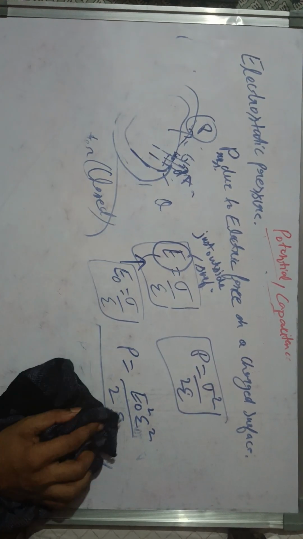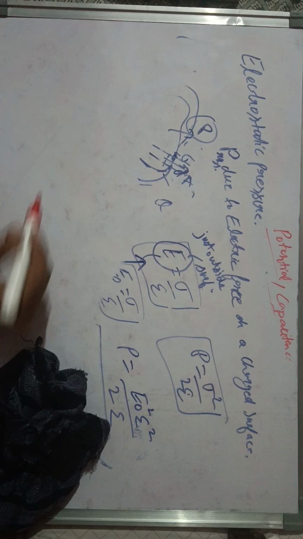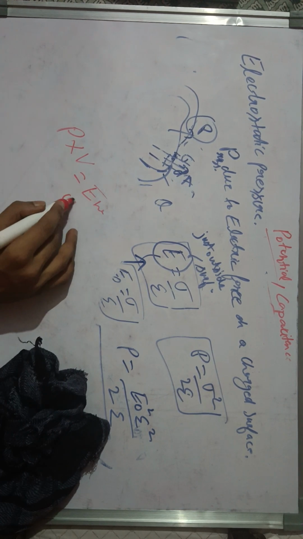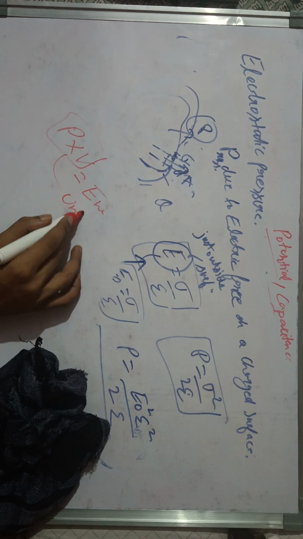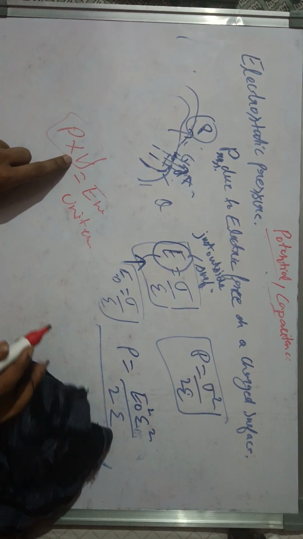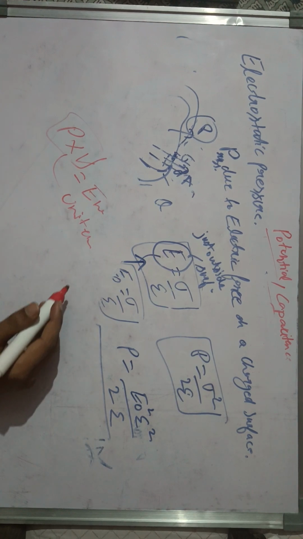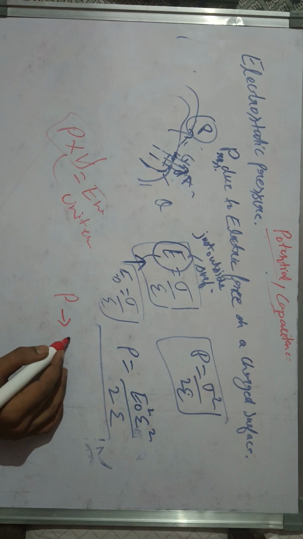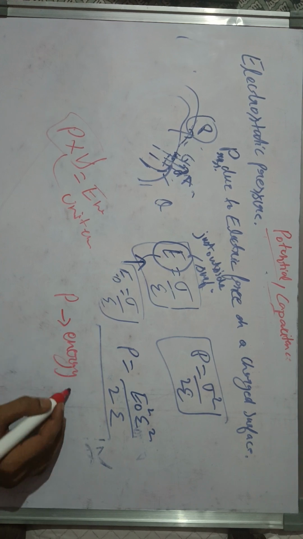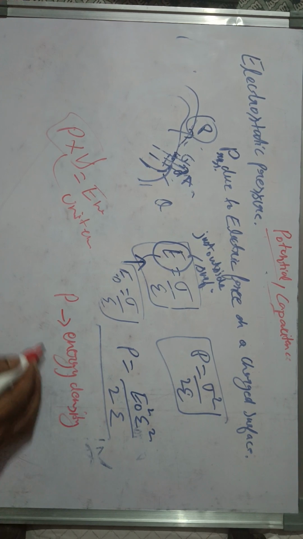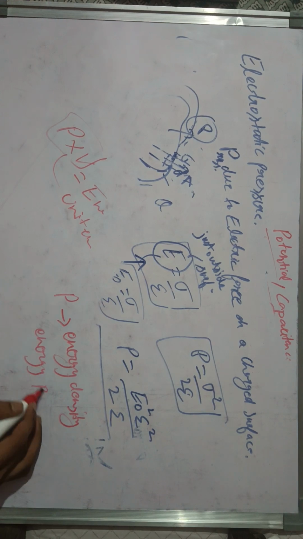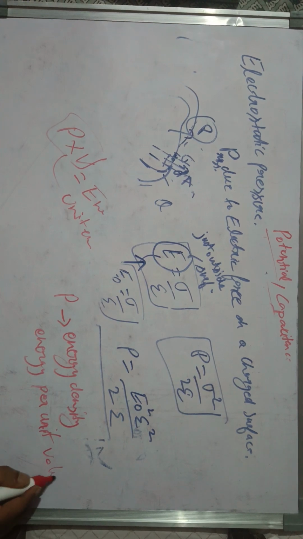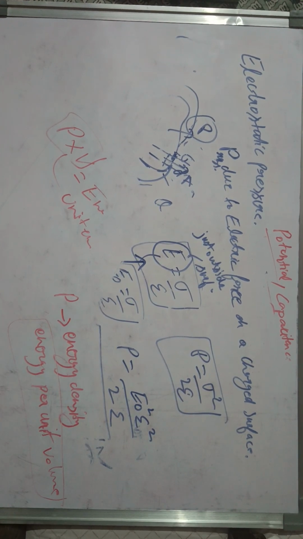Now moving ahead, we know that pressure into volume has the unit of energy. So pressure into volume must be energy. So if I say electrostatic pressure, it means energy density, which is energy per unit volume. So pressure means energy per unit volume. This is one thing we should note also.